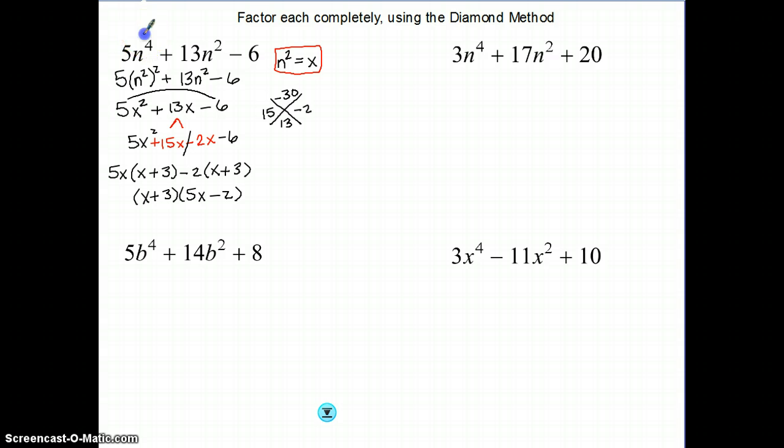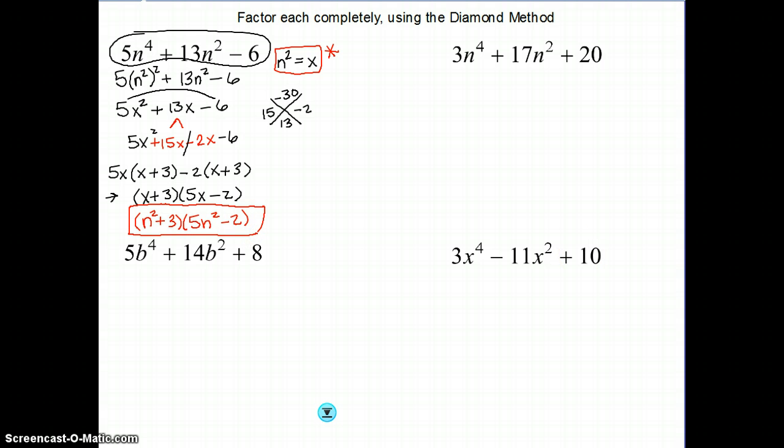Now notice, we started with n's in this top polynomial, but we ended with x's. So what I need to do is replace my x with n squared, just like we did in the beginning. So everywhere I see an x now, I am going to put an n squared. n squared plus 3 and 5n squared minus 2. Looking at each of these individual parentheses, I see I cannot factor any farther, so I am done.